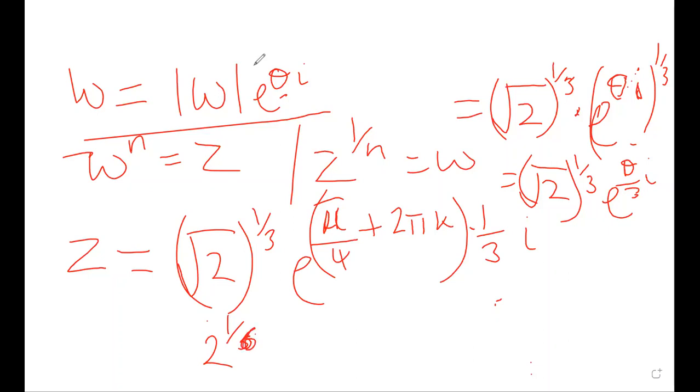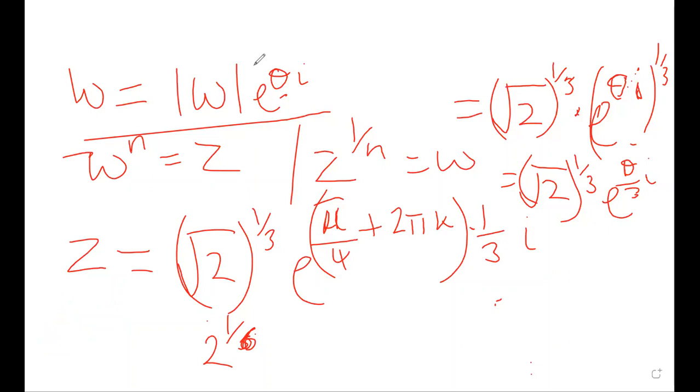So 2 exponents, 1 over 2 times 1 over 3, and that's 1 over 6. Okay. Because we are multiplying the fractions, 2 to the power 1 over 2 first times 1 over 3. That's 2 to the power 1 over 6. I hope you understand that.